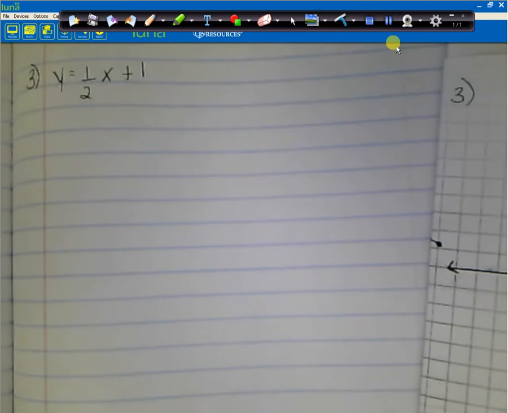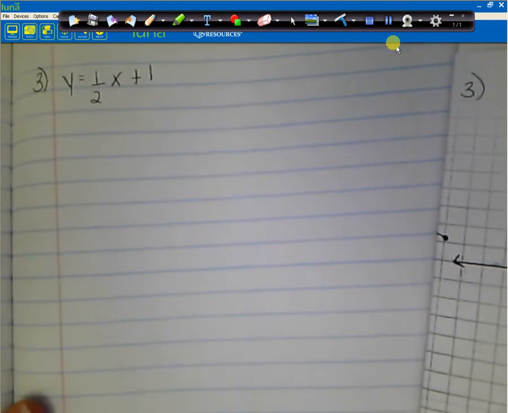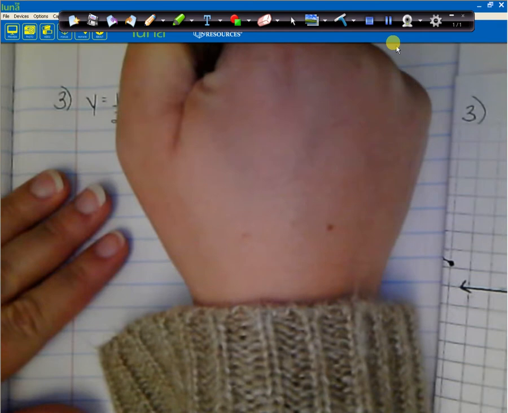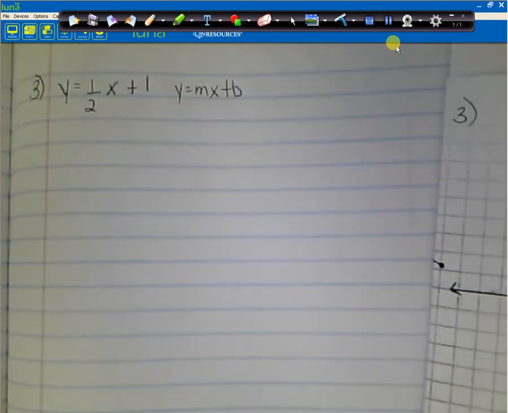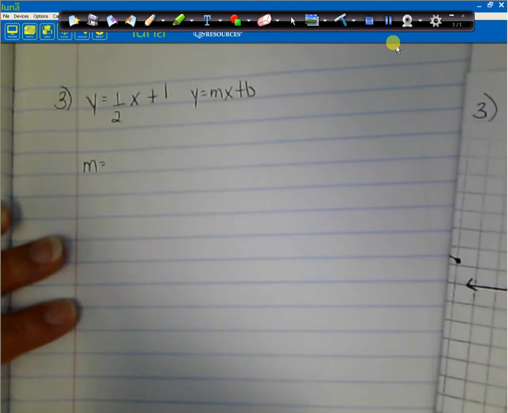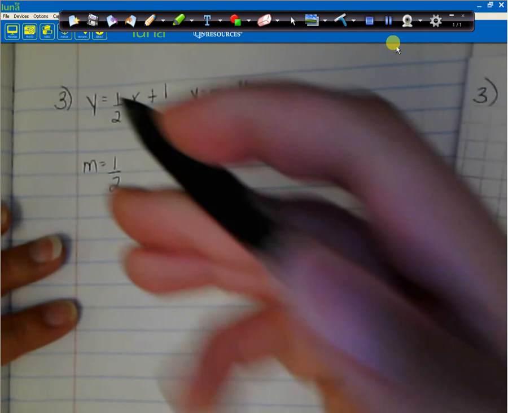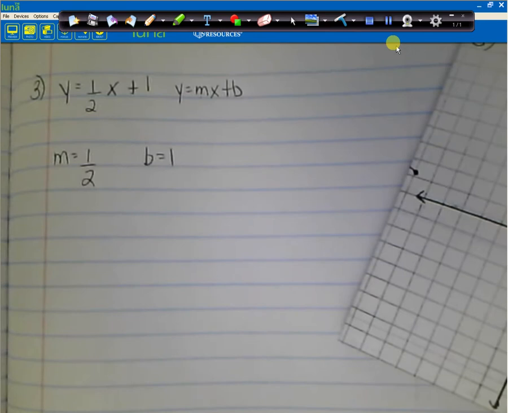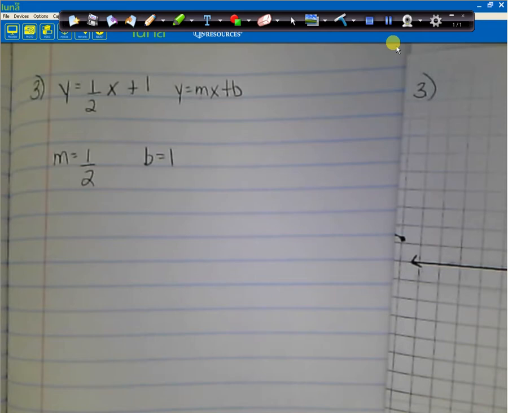All right, here's number 3. Go ahead and write it down. Y equals 1/2 x plus 1. So now they're giving us the y equals mx plus b form. So we're going to remember that this is y equals mx plus b. So I'm going to pick out my m and I'm going to pick out my b. My m is the number in front of the x, so here it's 1/2. My b is the number on the end, so that number is 1. So I have my m as 1/2 and my b as 1. And we remember that m is the slope and b is the y-intercept.